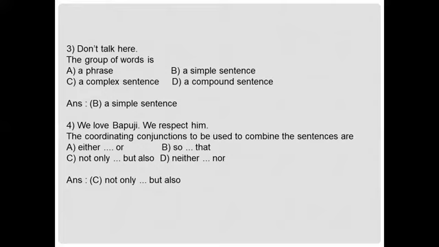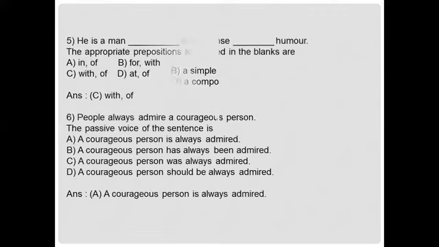Next. We love Bapuji. We respect him. The coordinating conjunctions to be used to combine the sentences are A. Either or. B. So that. C. Not only but also. D. Neither nor. And the answer is option C. Not only but also.